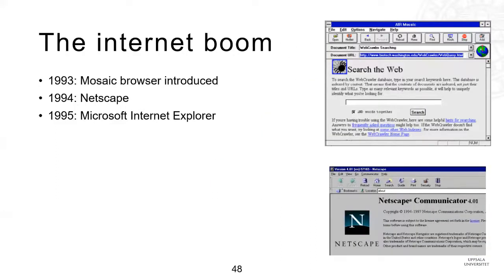Then we had the internet boom. So the first browsers were developed. The very first browser was called the Mosaic browser. Then there was Netscape, and then in 1995 we had the first Microsoft Internet Explorer. The first browsers were very clumsy. They didn't have pictures. They didn't have links to other pages. They were very limited, but then of course they evolved a lot over time.